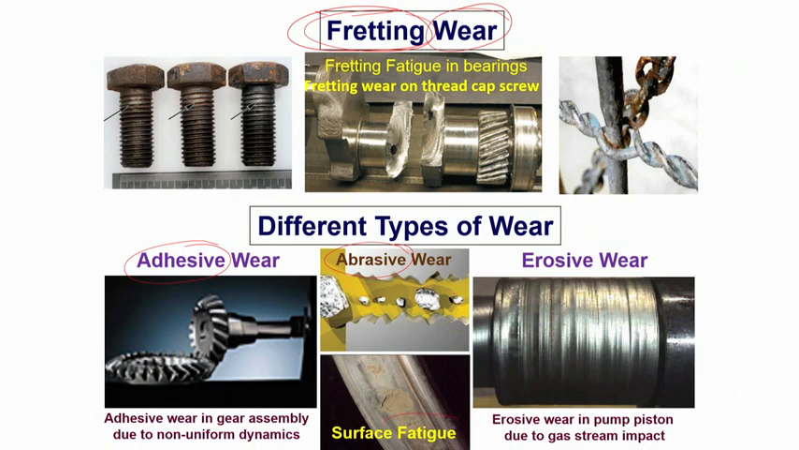It can also be because of rotating or alternating stress cycles, and such severe damage can happen on the rim of a tire or of a wheel. Such erosive wear can happen in the piston of a pump, because during rotation it can interact with fluid which carries some particles in it.